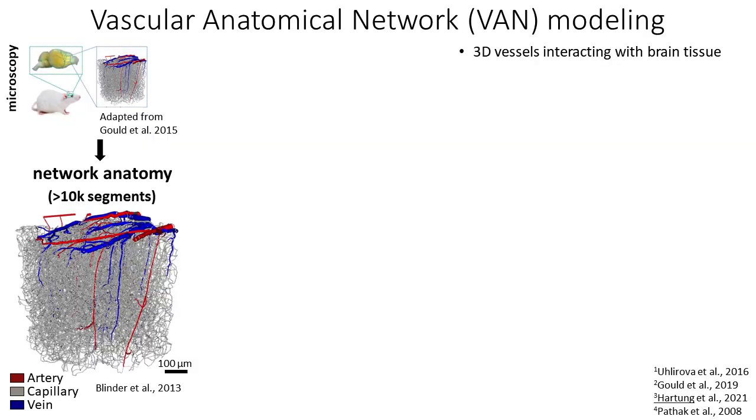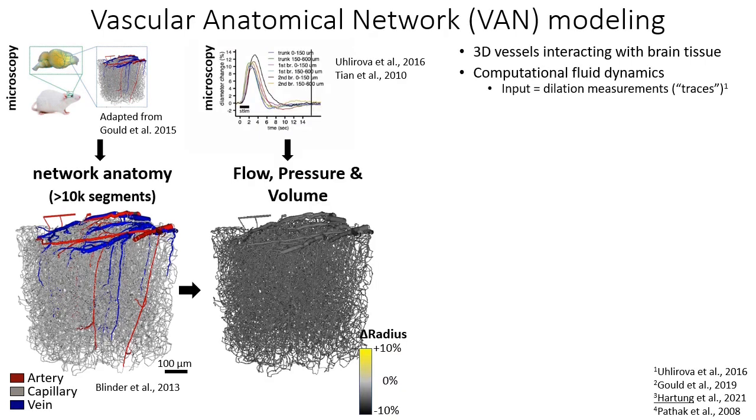So here we use a simulation approach based on vascular anatomical network, or VAN modeling, that represents all blood vessels within a single voxel here from a mouse brain. These arteries, capillaries, and veins represent the vascular anatomy through an interconnected network of blood vessels. For the dynamics, we use as inputs active arterial dilations taken from two-photon recordings of single vessel dilations responding to sensory stimulation, representing neurovascular coupling, from which we can simulate the resulting changes in blood flow, pressure, and volume dynamics.